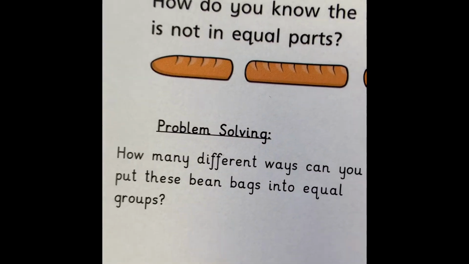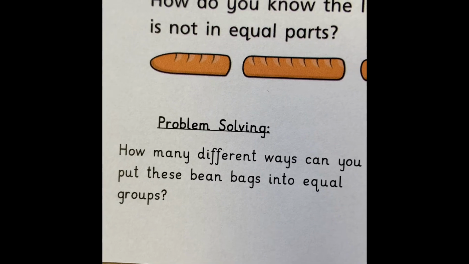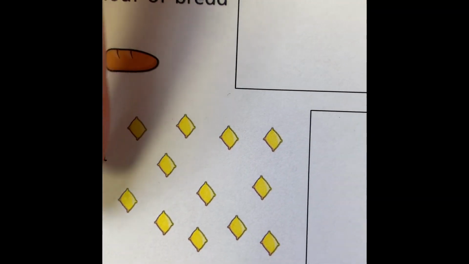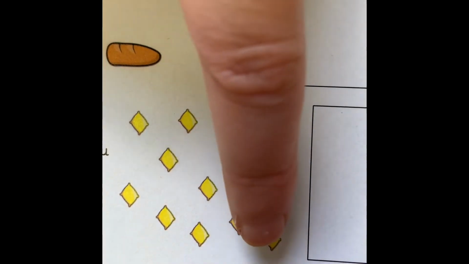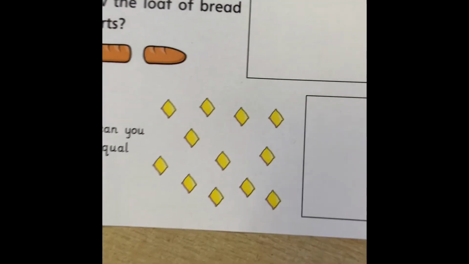The last question. How many different ways can you put these bean bags into equal groups? So count the bean bags. 1, 2, 3, 4, 5, 6, 7, 8, 9, 10, 11, 12. How many different ways in this box can you put 12 into equal groups?